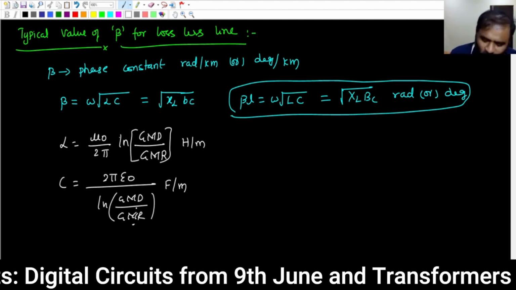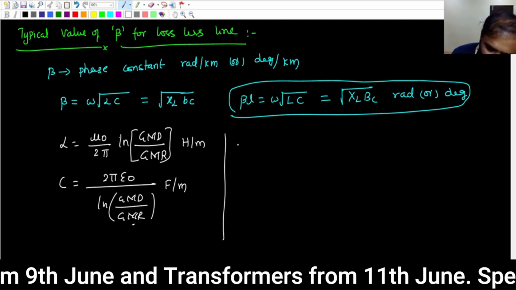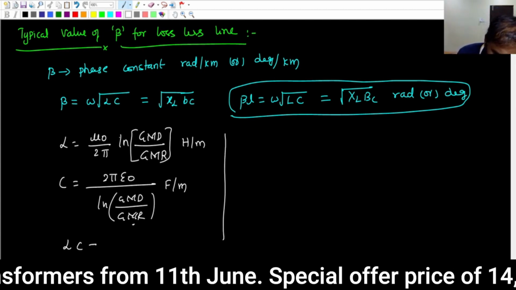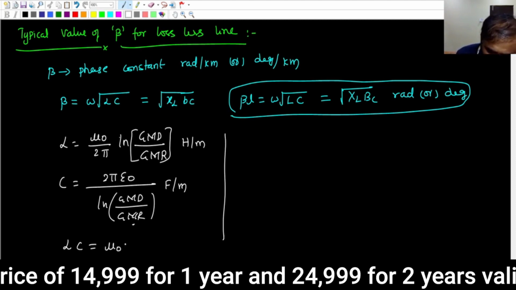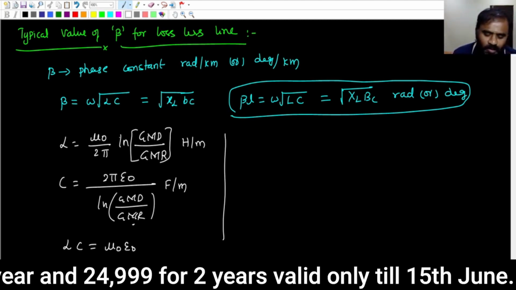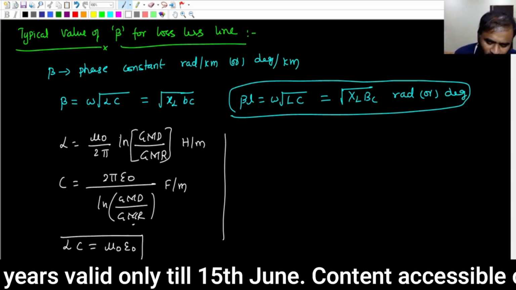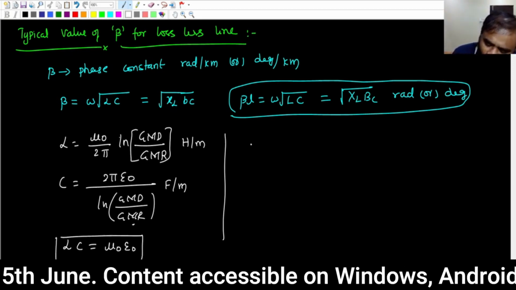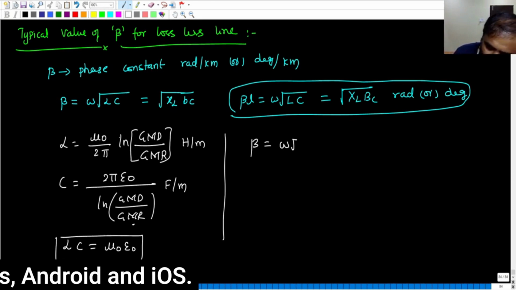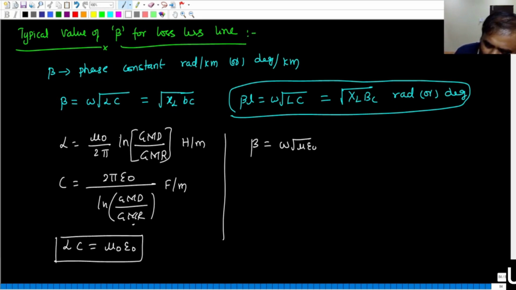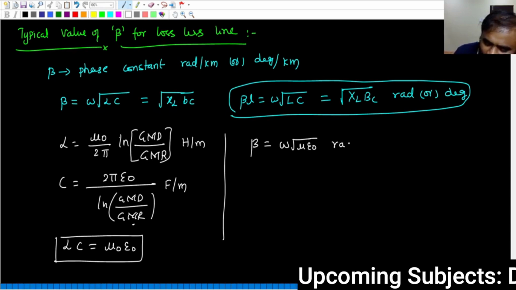Since we are doing the approximation, tell me what is the L into C product? L into C product will be what? 2 pi gets cancelled. We get mu naught epsilon naught. We get mu naught epsilon naught as the L into C product. Let's substitute that. Beta equal to omega into root of mu naught epsilon naught. Okay, we get it in radians per meter.